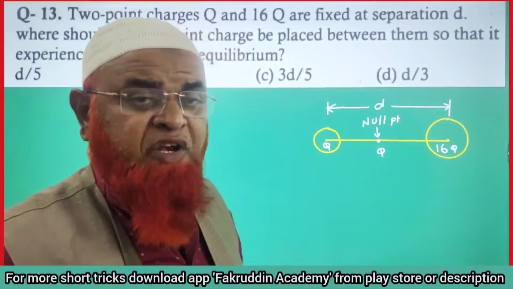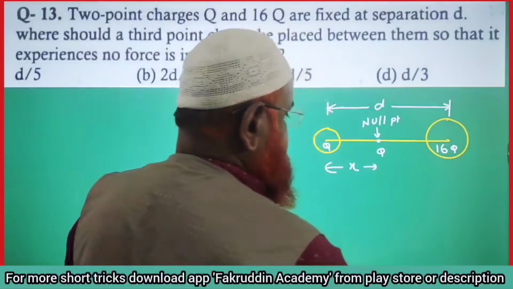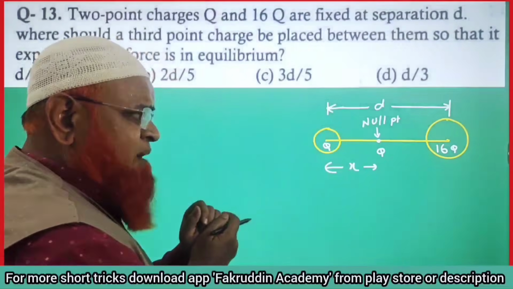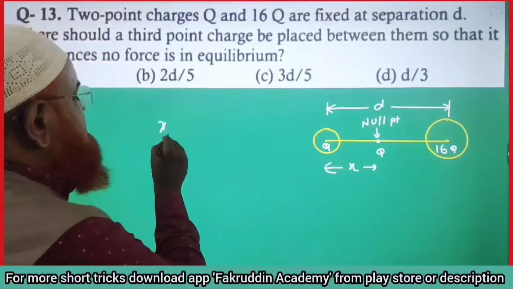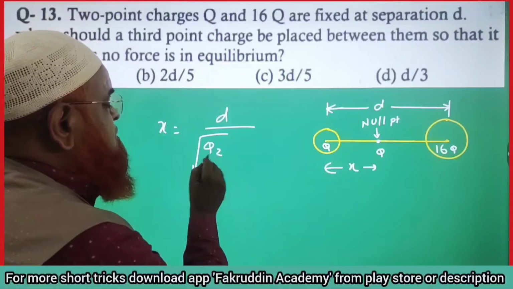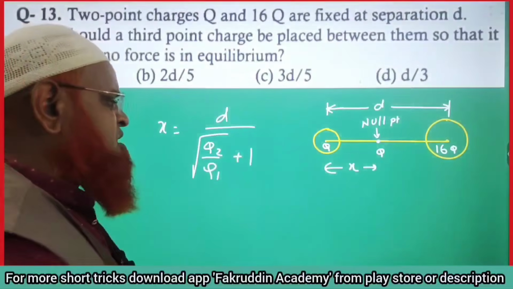How can you find out the neutral point? Let us imagine the distance here is x from the smaller charge. From the smaller charge, where is the null point? The formula is x is equal to d by square root of q2 by q1 plus 1. This is going to be your shortcut formula.